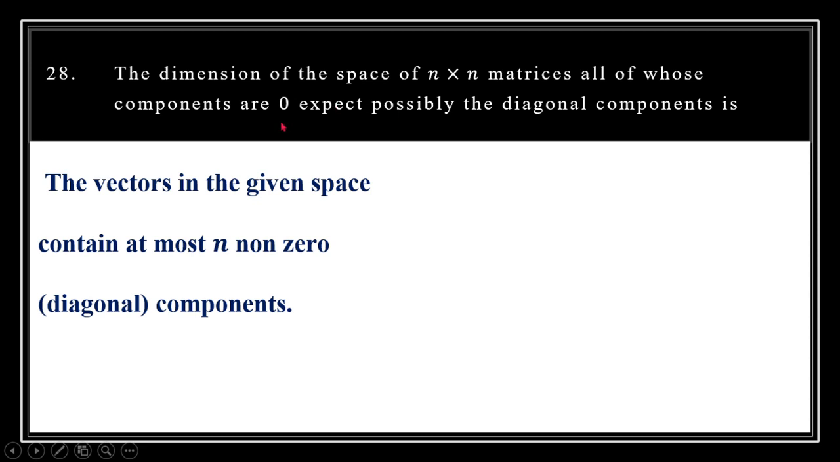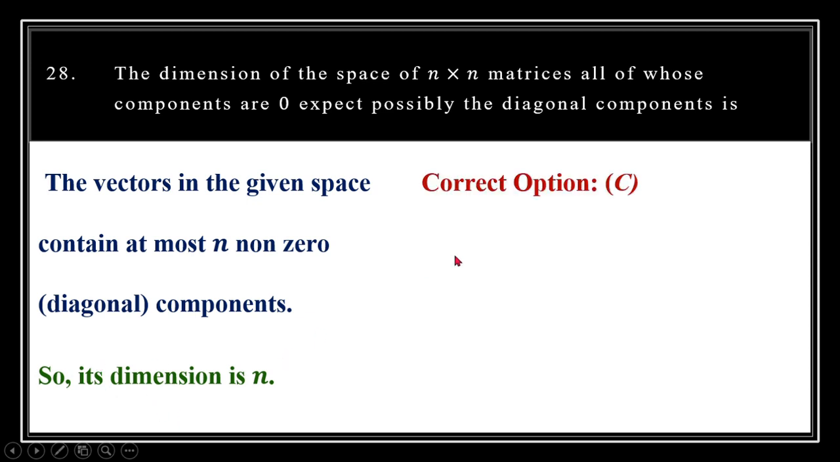Means all the n square components of matrices except n components, possibly n components, are 0. So the vectors in this space contain at most n non-zero, that means diagonal components, and the total components are n square. So its dimension becomes n, and the correct option is C, because to represent such a space we require only n elements which are nothing but the diagonal components of that matrices. So the correct option is C.